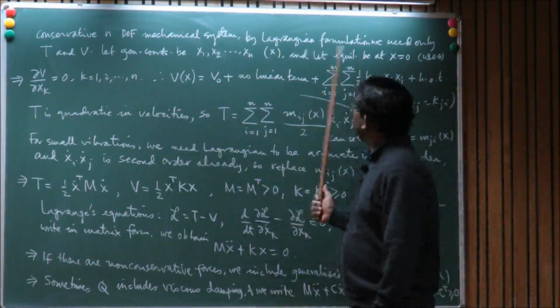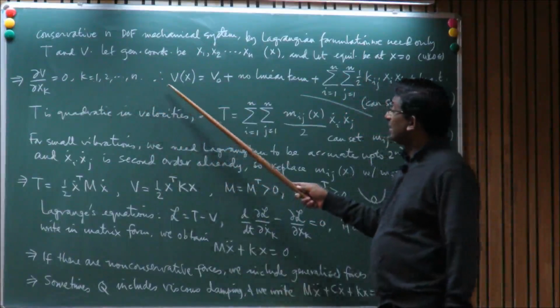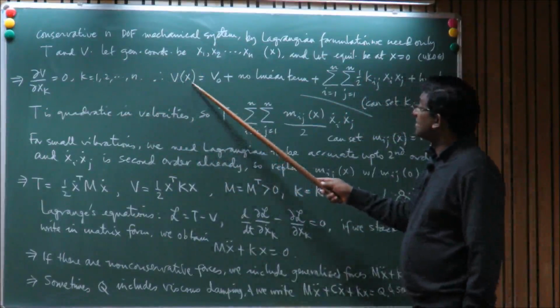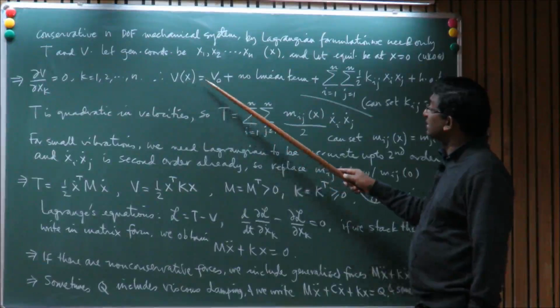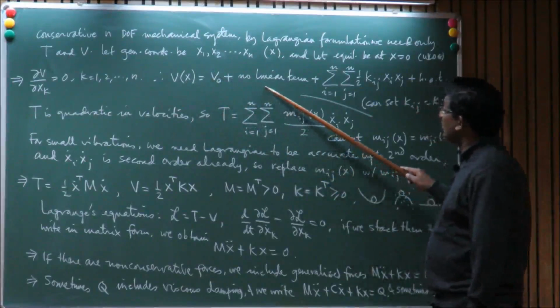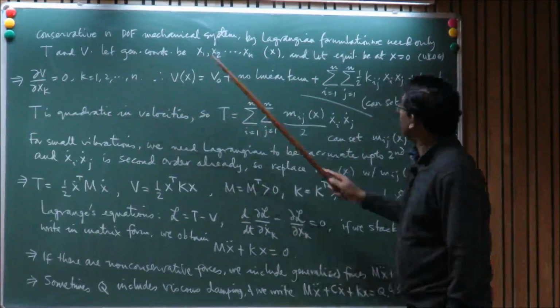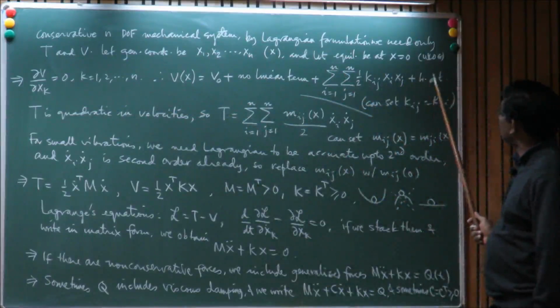So equilibrium means ∂V/∂x_k is equal to 0 for every k. So V, the potential energy, as a function of x can be expanded locally in a Taylor series, multidimensional. So we get some V0, which is the value at x equals 0, and there won't be any linear term because of this equilibrium condition, and the quadratic term is there and higher order terms are there, which we will neglect.